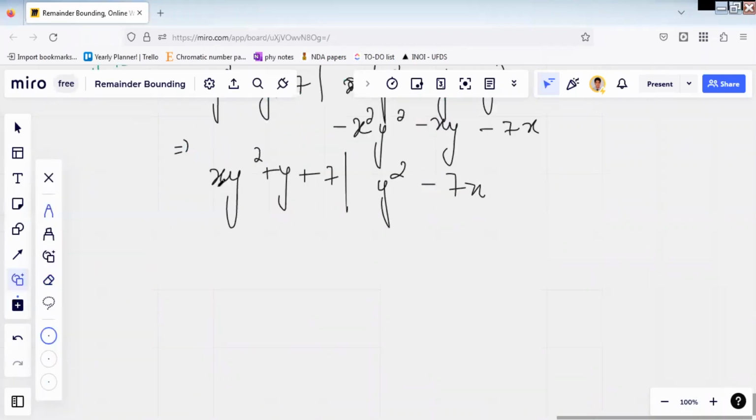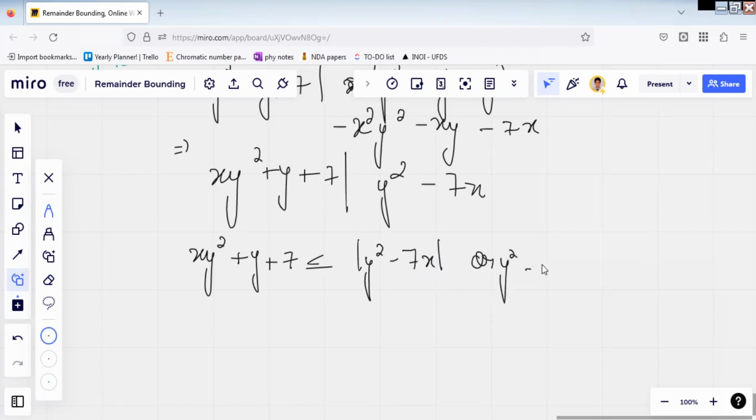From now, here you have 3 cases. Basically, xy square plus y plus 7 is always positive. This should be less than modulus of y square minus 7x, or y square minus 7x equals 0. This thing will give you 2 cases, so that is how you get 3 cases: if this is positive or negative, and if this thing is 0. So try to work out these cases. If you get anything, take 2-3 minutes more.